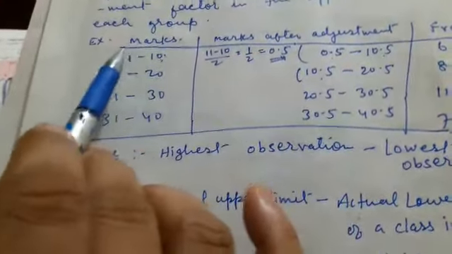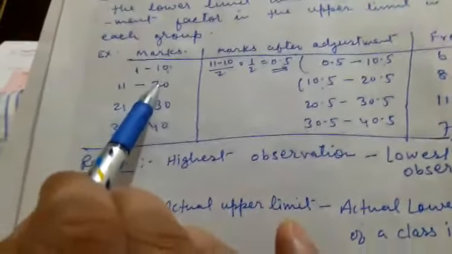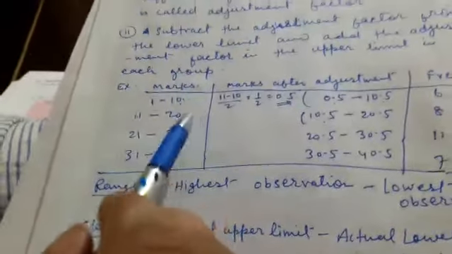So 10 minus 1, 9 will be the class size. Here also in the second group, 20 minus 11, 9. Class size is always the same. Next we will see what is class mark.